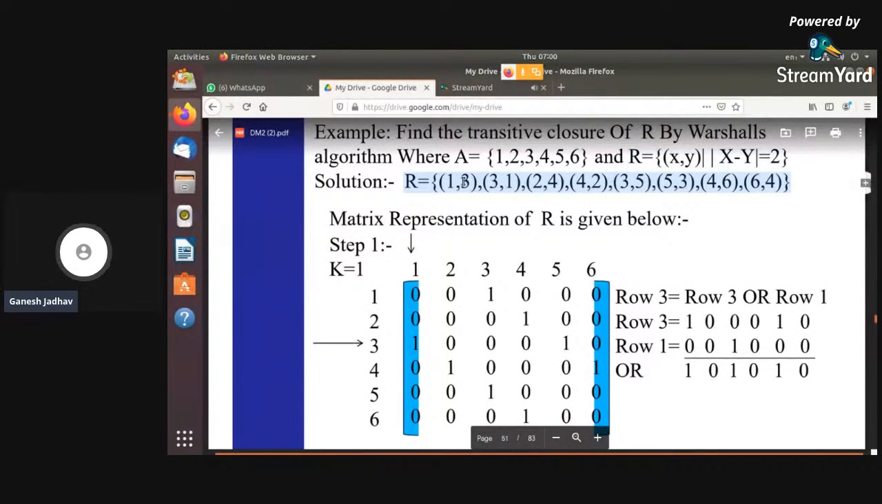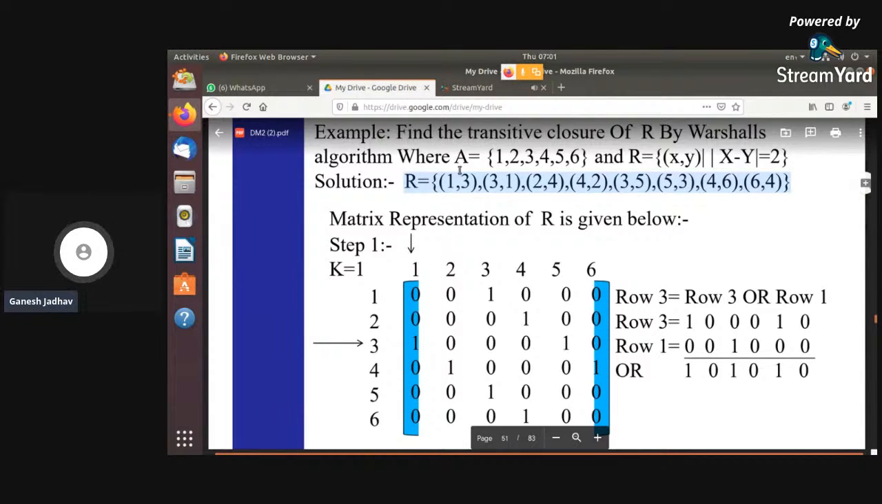So the relations are 1 3: 1 minus 3 is minus 2, and 3 minus 1 is also 2. 2 minus 4 is minus 2, and 4 minus 2 is also 2, because here is the mod, so the minus sign is negligible. 3 minus 5 is also 2, 5 minus 3 is also 2, 4 minus 6 is also 2. So this is the solution.